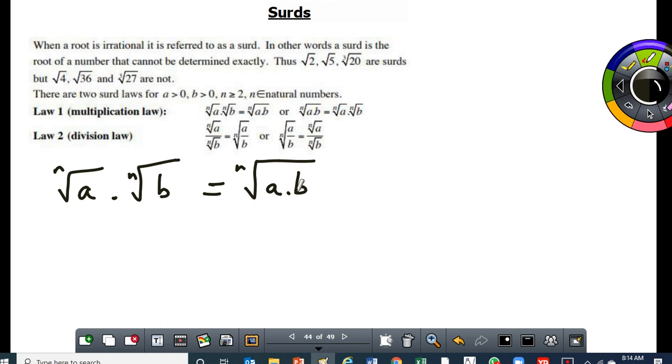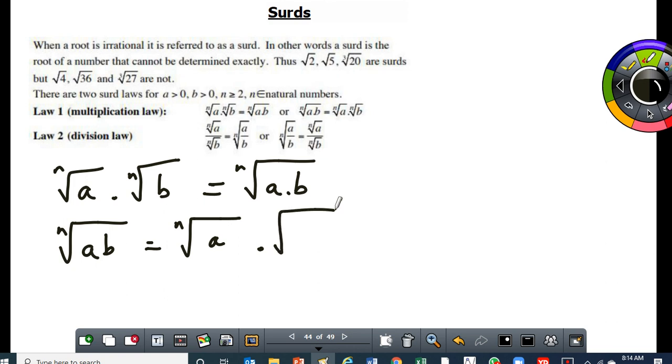Also, if you are given the nth root of a product, like in this case, the nth root of A times B, you can split it up and write it as the nth root of A times the nth root of B. Now, those two are part of the multiplication law. And you can only use the multiplication law if the n or the root is the same.